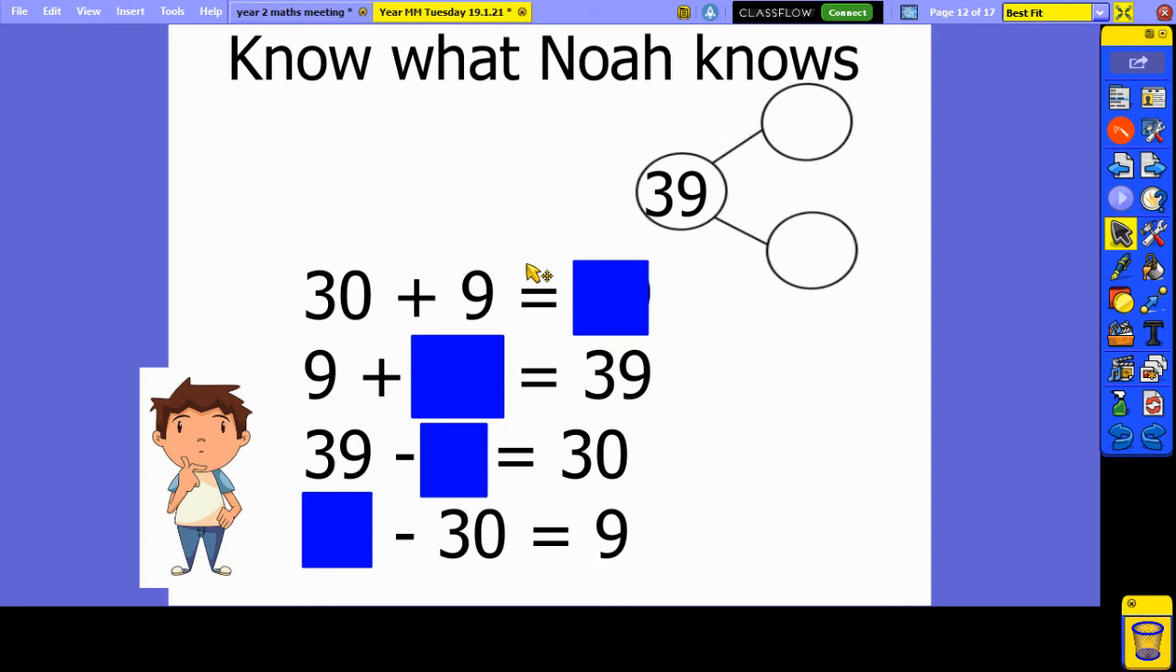30 plus 9 is equal to 39. 39 is our whole. Now we know all of our parts and wholes. Can you work out the missing number in the rest of the equations? Pause the video while you write them down.